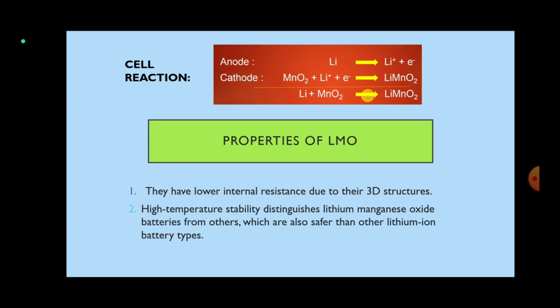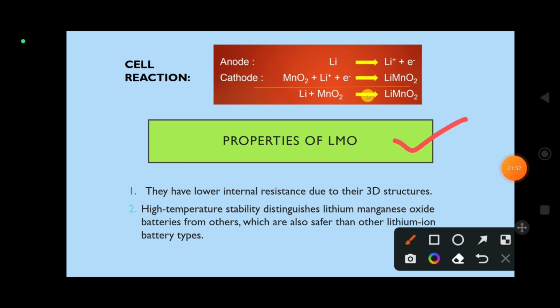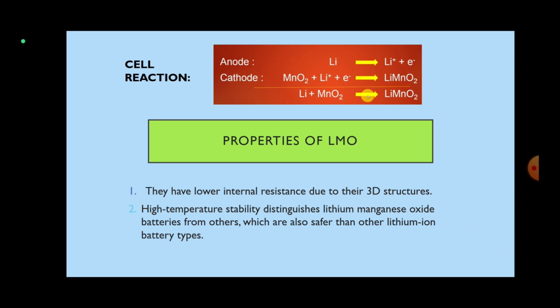Moving further to the properties of lithium manganese oxide. First property is what? They have lower internal resistance due to their 3D structure. Here it means that with the lower internal resistance, the current flows in a good way. High temperature stability distinguishes lithium manganese oxide battery from others, which are also safer than other lithium ion battery types.